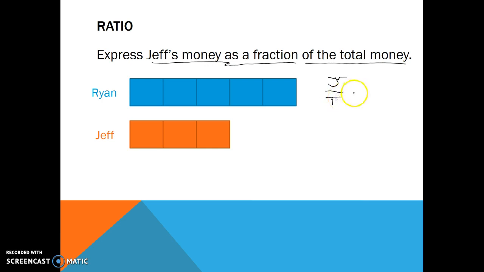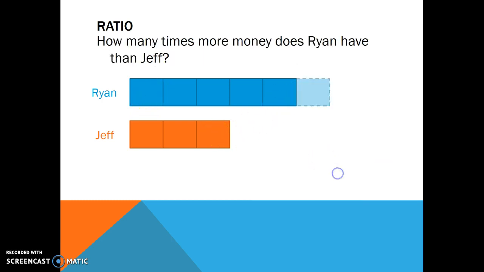Now, how many units does Jeff have? Oh, there it is right there. Jeff has 3 units. So we write that on top. And if we count up the total, Ryan has 5, Jeff has 3, the total is 8, so that goes on the bottom.